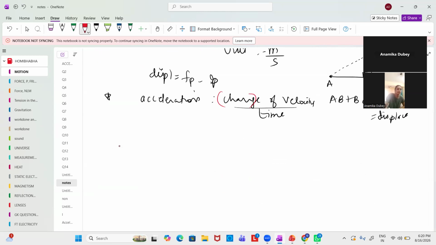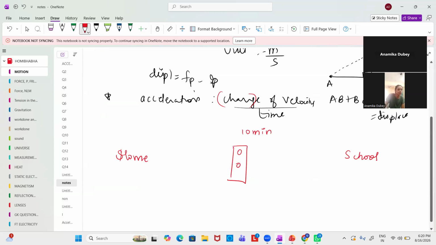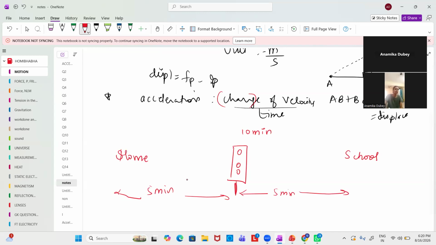If I am telling there is a boy who leaves from home to school every time, and it takes 10 minutes for the boy to reach the school. In between there is a signal. So the boy goes 5 minutes from home to the signal and then 5 minutes from the signal to the school. And the boy goes by cycle.